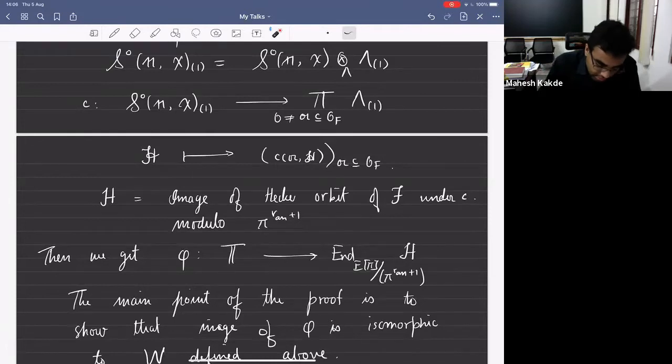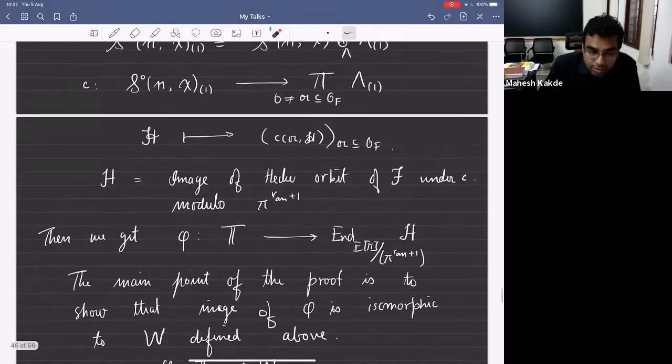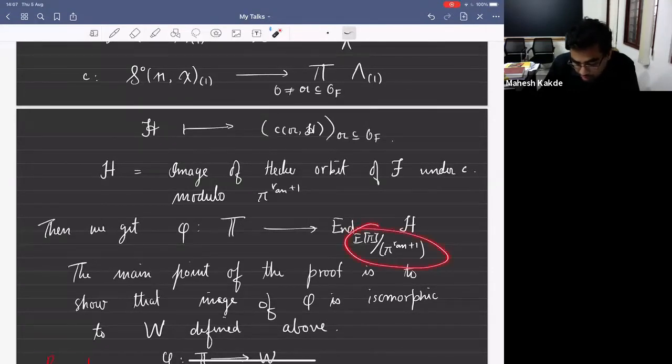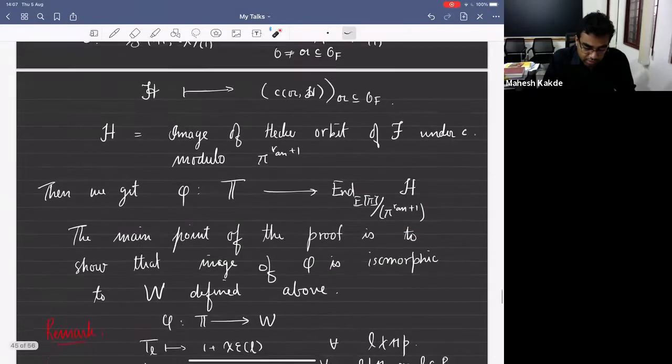So rather than introducing two notations, one for the Hecke orbit and then one for the image, which is the one that I need, I introduce the notation for the image. Okay. Then I get a map from the Hecke algebra to endomorphisms of H. So these are E pi mod pi to the R n plus 1 endomorphisms of H. And this is kind of, the Hecke algebra is a subspace of endomorphisms of the Hecke orbit of F. And so this map phi is induced by C. Okay.